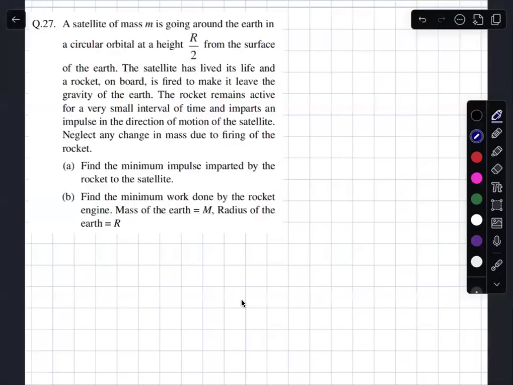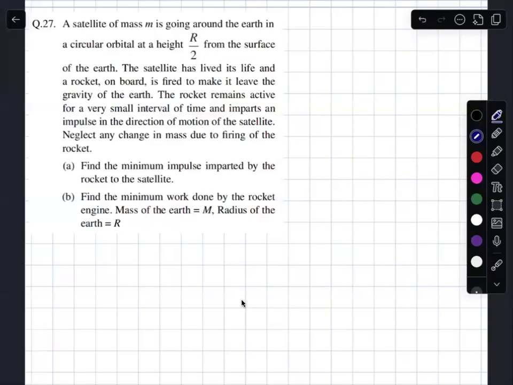A satellite of mass m is going around the Earth in a circular orbit at a height r/2 from the surface of the Earth. The satellite has lived its life and a rocket on board is fired to make it leave the gravity of the Earth. It should escape. The rocket remains active for a very small interval of time and imparts an impulse in the direction of motion of the satellite. Neglect any change in the mass due to firing of the rocket. Find the minimum impulse imparted by the rocket to the satellite. Find the minimum work done by the rocket engine. Mass of the Earth given, radius of the Earth given.